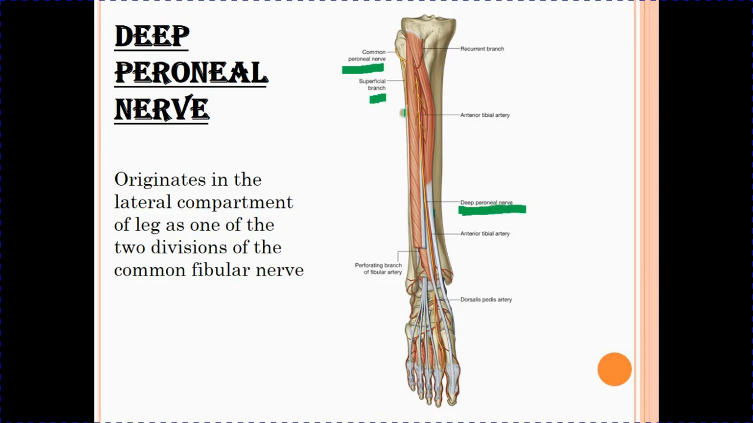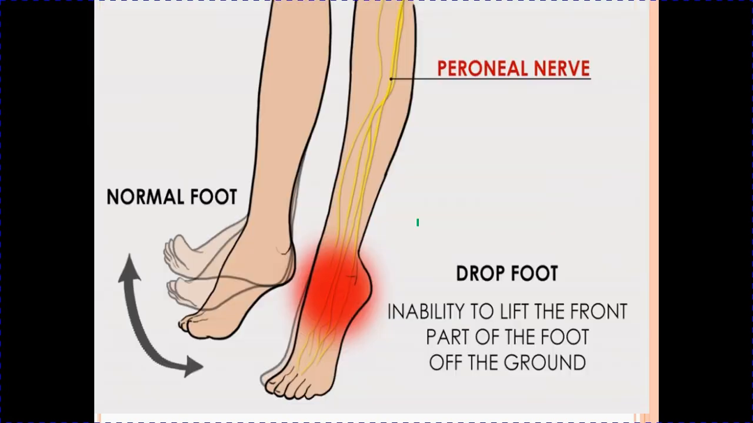The deep peroneal nerve enters into the anterior compartment by passing between the muscles, and it supplies the muscles of the anterior compartment.